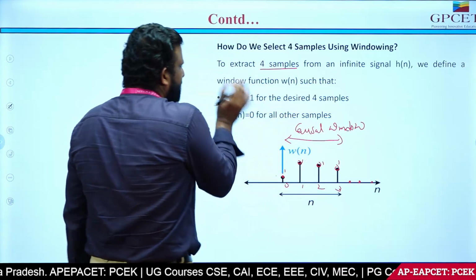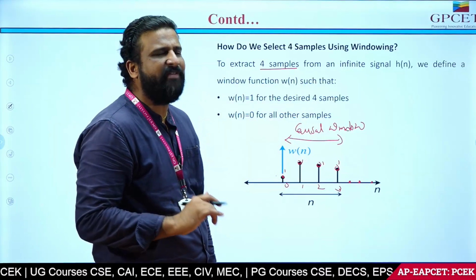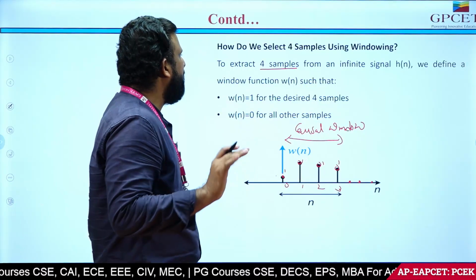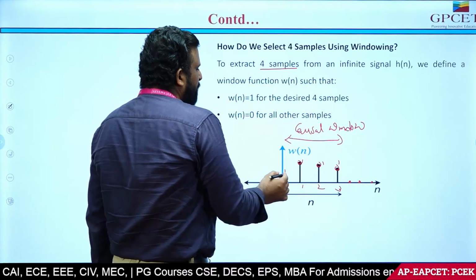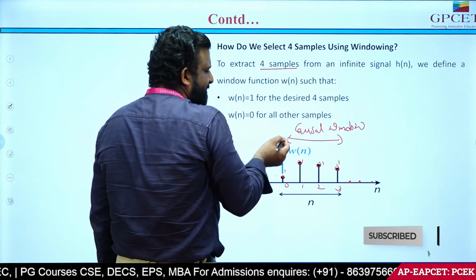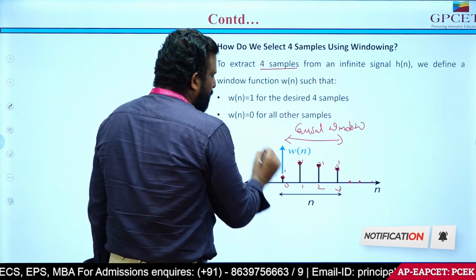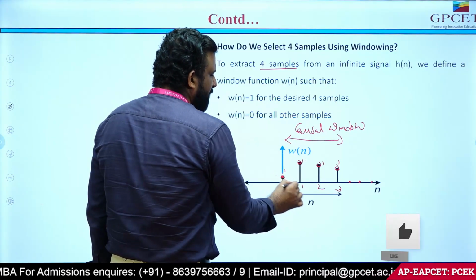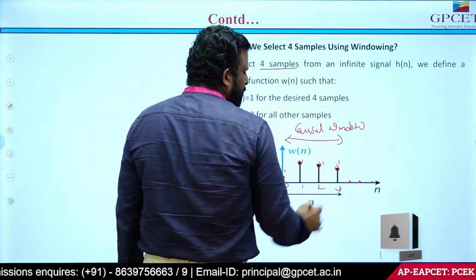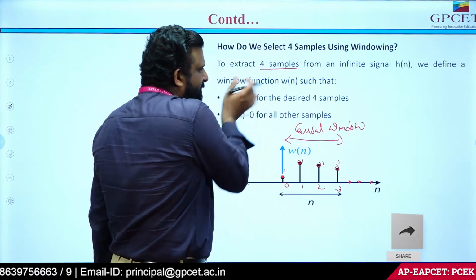Okay. So like this, which windowing function are we taking? We are taking the causal windowing function, and how should it be? It should be W of n equal to 1 for the desired 4 samples. Our agenda is to take only 4 samples at the output side. So that's why W of n is equal to 1 from 0 to 3. That is 0 to 3 means 4 samples, and the rest of the samples will be 0. So these are the two conditions.